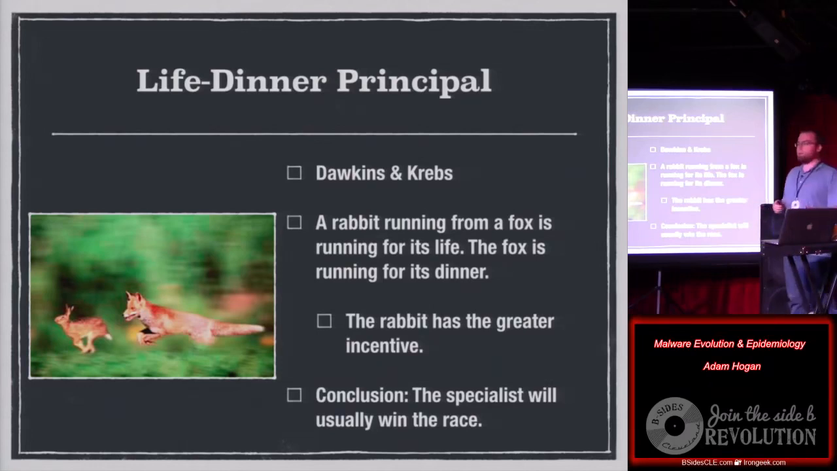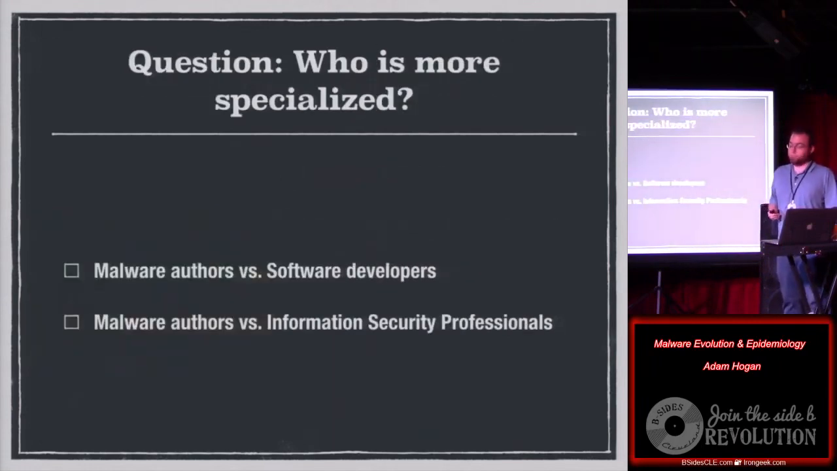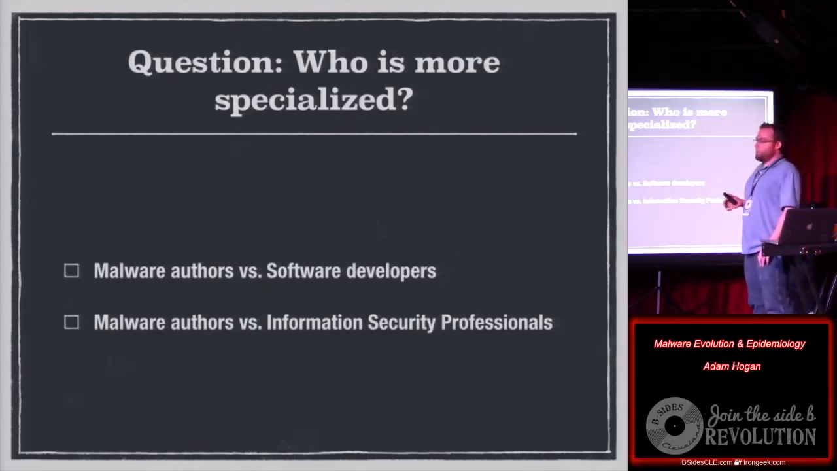So the lesson that leads us to when we look at evolution, when we look at these processes over time, is that the specialist will usually win the race. That's a general conclusion that biologists have taken from the evolution of malware. So here's a question. If the specialist always wins, who is more specialized? People writing malware or those of us working in security?